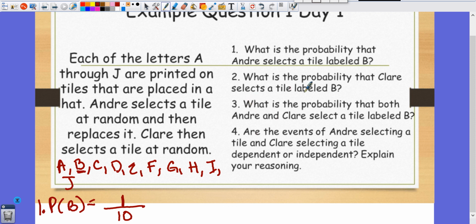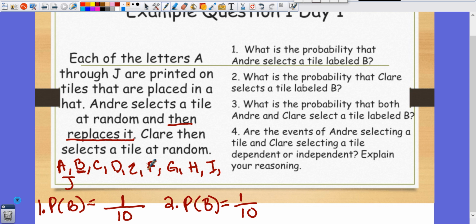Okay, number 2, it says what's the probability that Claire selects a tile labeled B? Well, if we look here, it says that Andre selects a tile at random, then he replaces it. So if he replaces it, that means that my sample space is going to be the same here. So the probability of getting B for Claire would also be 1 out of 10 because he put the letter back.